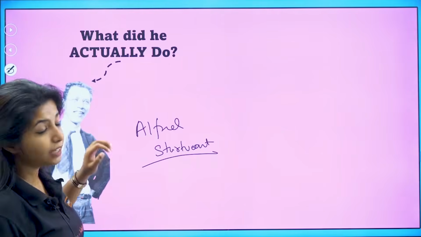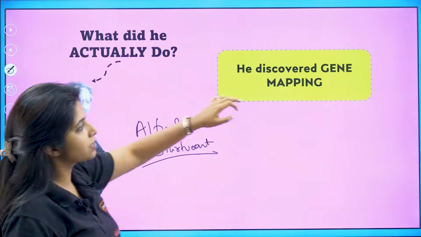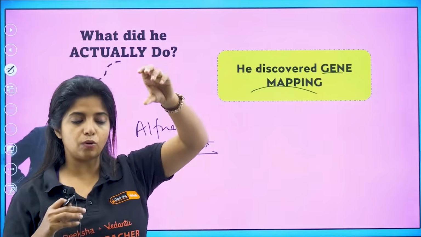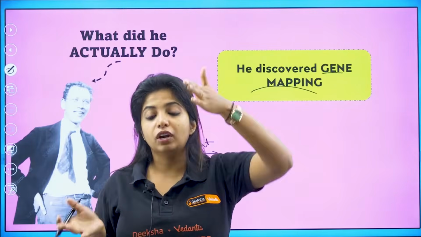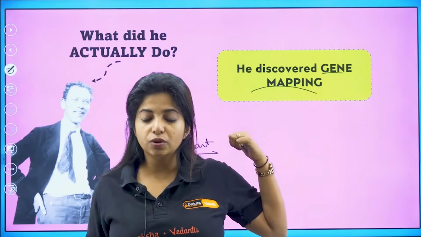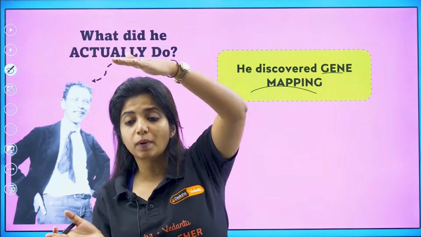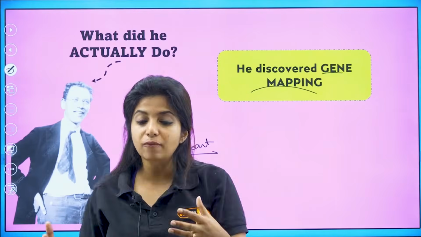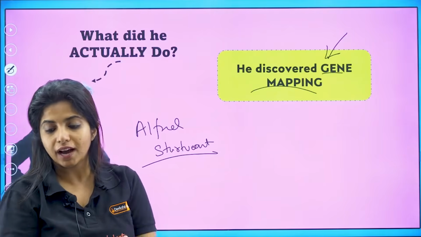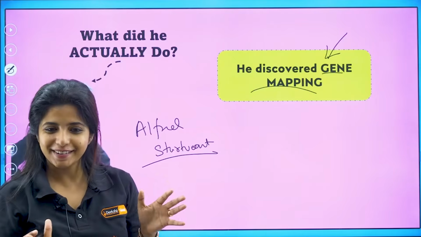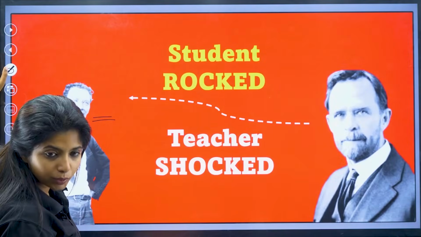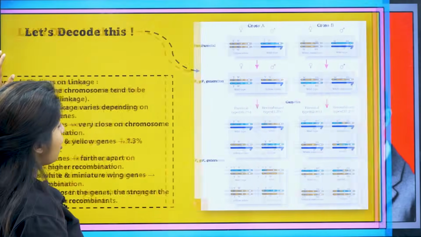What did he exactly do? So he actually discovered gene mapping. Morgan said that yes, these genes are located probably here and here, which is why they are far away from each other, which is why the recombination rate is also more. So with that information, Alfred Sturtevant came and said that probably the genes might be located here and here. He was able to map the genes with the help of the recombination rate. Now does it make sense? I hope it does. So this was said by Alfred Sturtevant. Cool, done. That is why I said students rocked and teachers shocked.